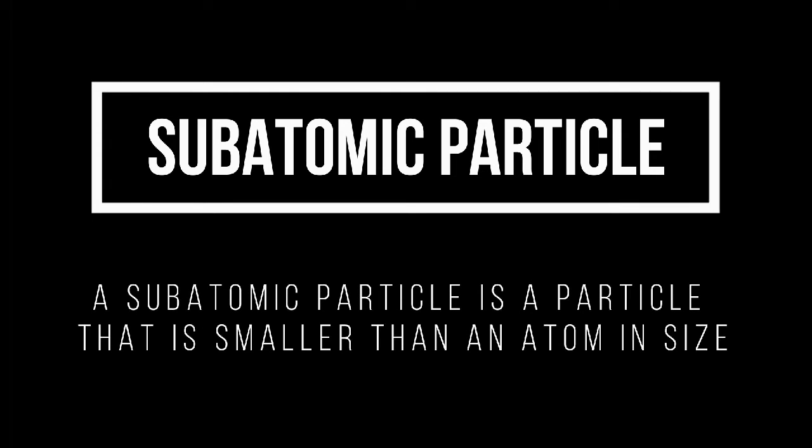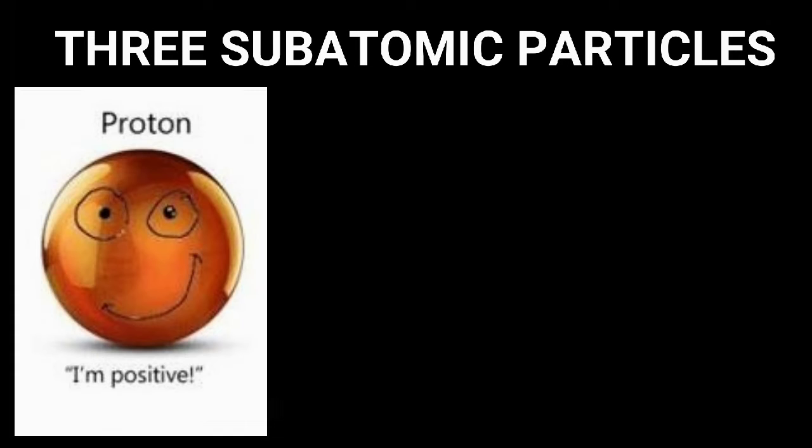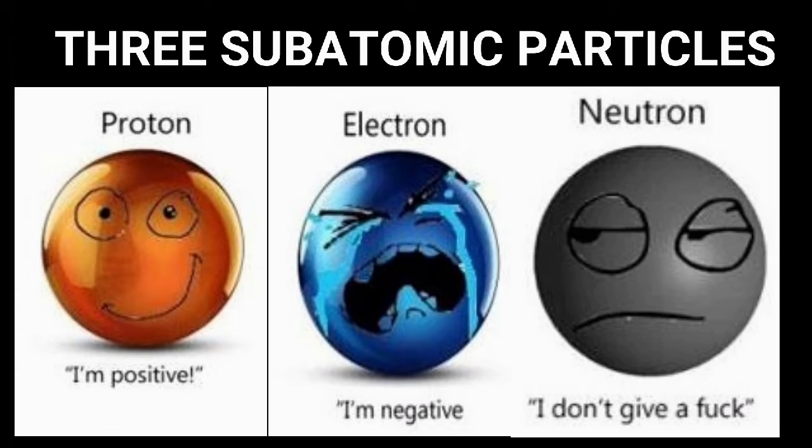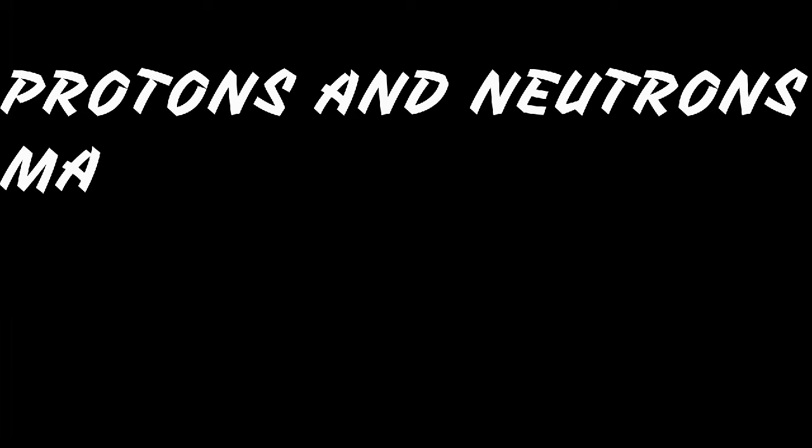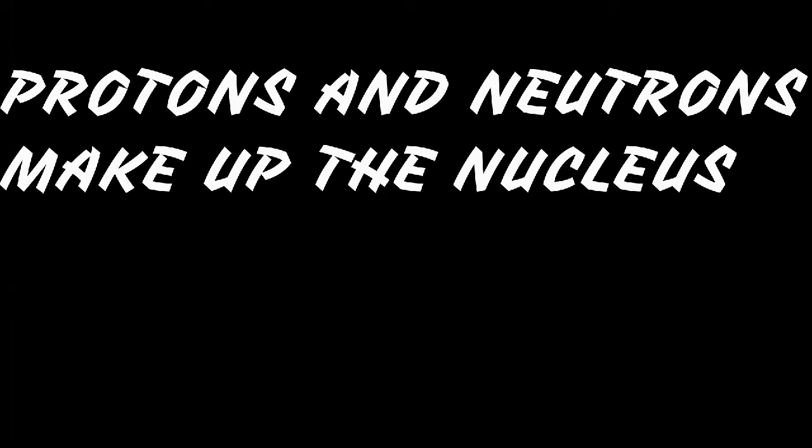A subatomic particle is nothing but a particle which is smaller than an atom in size. Typically, an atom can be broken down into three subatomic particles, namely protons, electrons, and neutrons. Protons and neutrons together make up the nucleus of an atom and are hence called nucleons. Some important points regarding the discovery and properties of protons are the following.